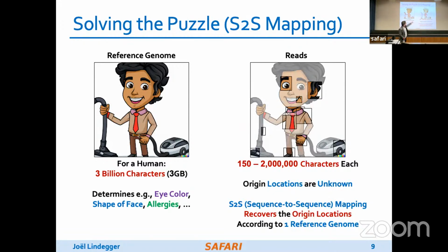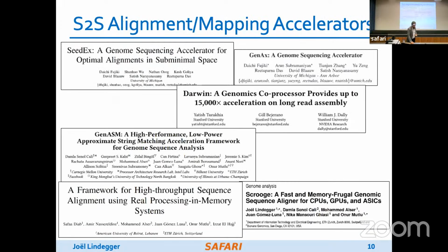So these reads, again, can be short or long, but the key point is their locations are unknown, and in mapping, we try to recover them. Here, I'm showing sequence-to-sequence mapping. That is one single reference genome, and according to this single reference genome, we try to recover the locations. There's a bunch of prior works that does this.